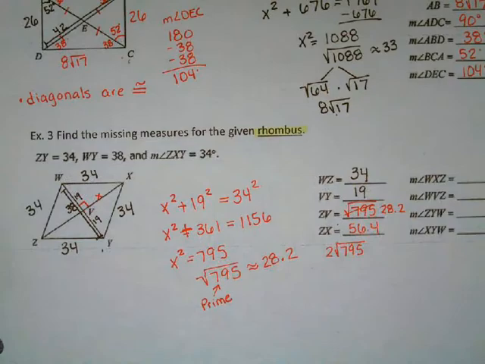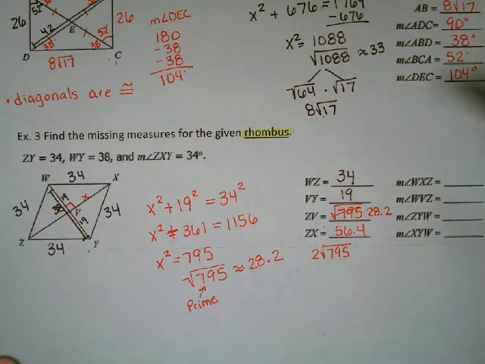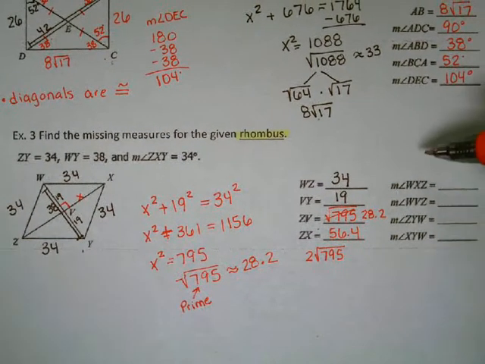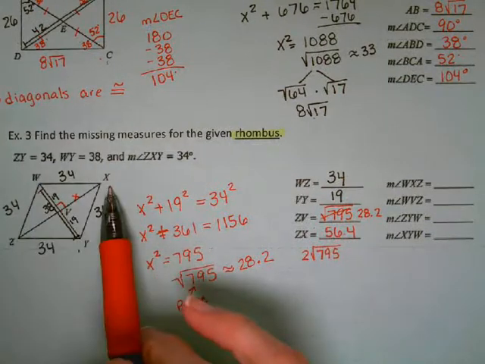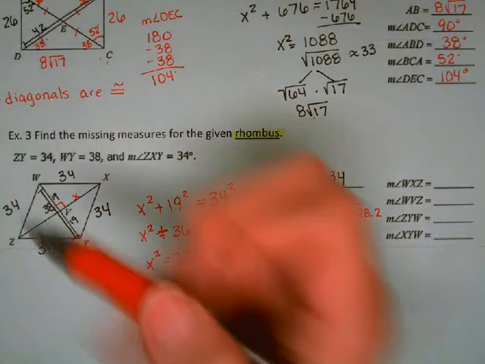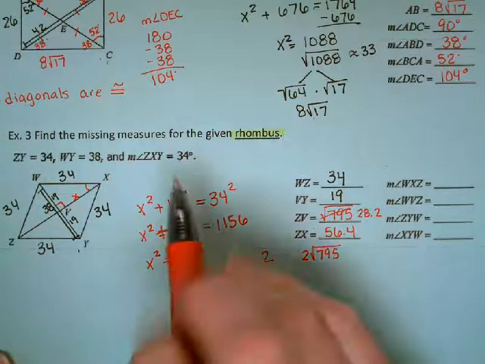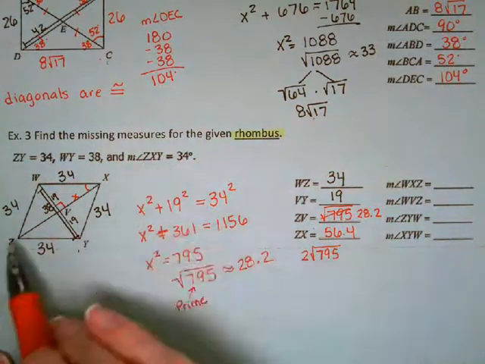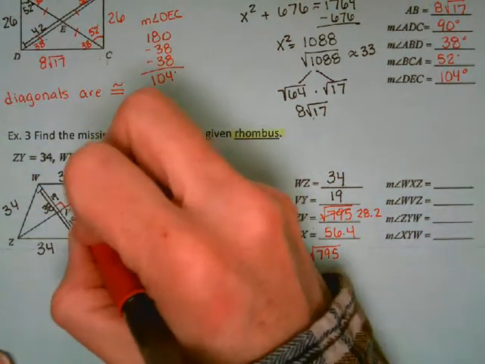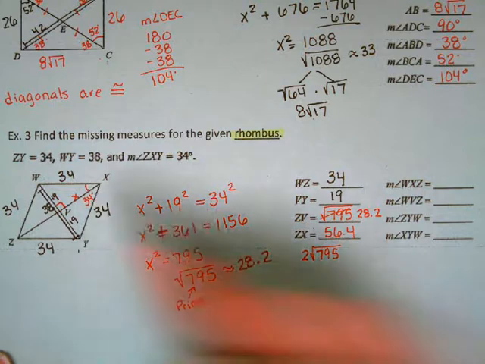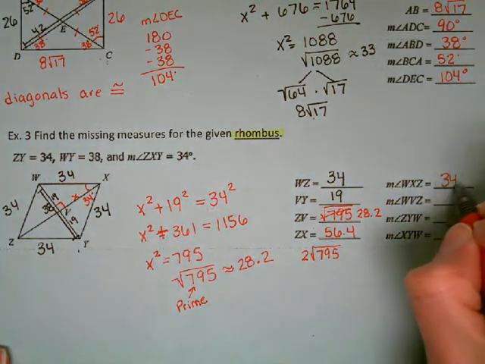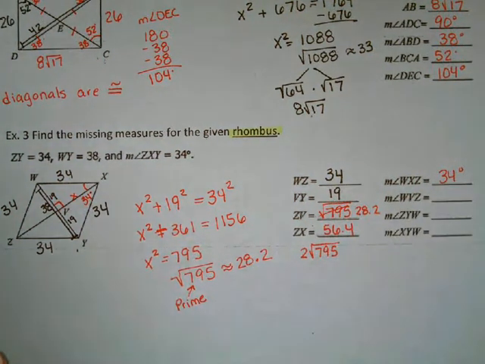Alright, let's look at angles now. In a rhombus, opposite angles are bisected, diagonals are perpendicular, opposite angles are congruent. So let's see, WXZ, this angle right here. So far, the only one they gave us was ZXY. Y is 34 degrees. So, since this is in the same corner, and that was bisected, we know this one is also 34 degrees. WVZ here is at the center, so we know that's 90 degrees.